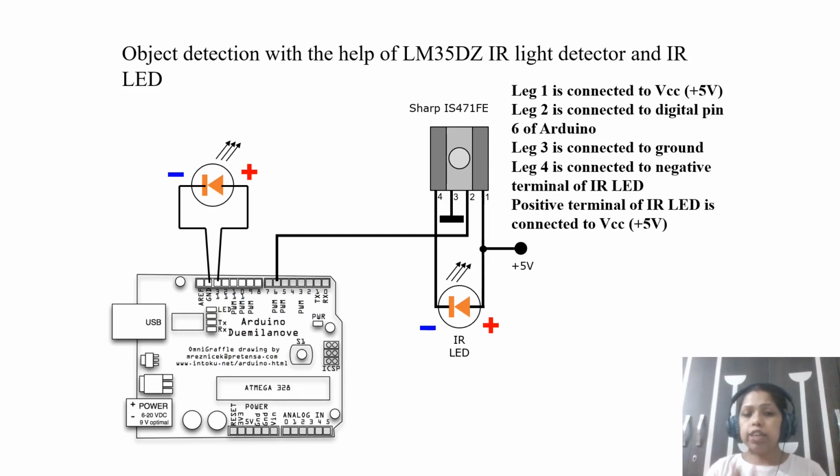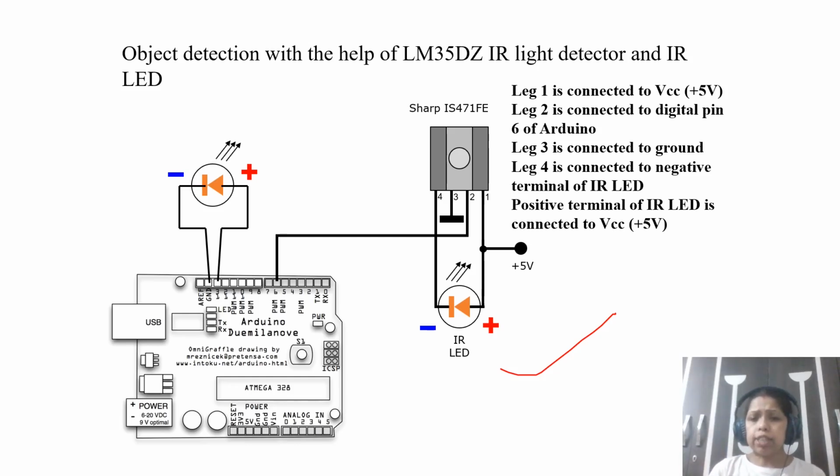So the detector will detect the phenomenon, whether an object is present or not. If the object is present, the detector will respond. Here you can see one IR LED. What is the concept of this IR LED?